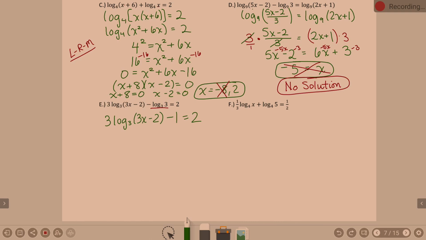I'm not doing any FOILing in this problem. Whatever works for you. So definitely we want to add the 1 over to get this log by itself.